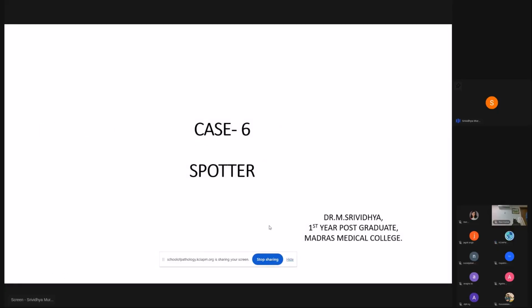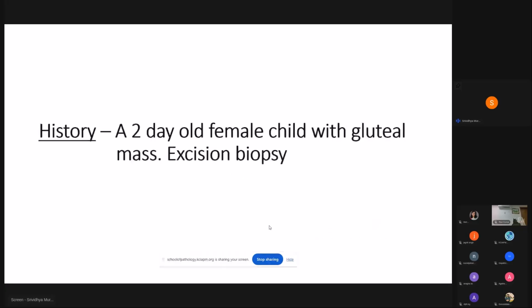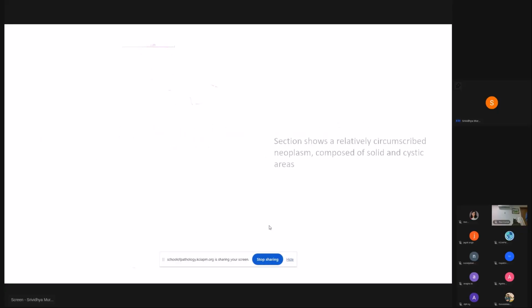I'm Dr. Srividya, first year pathology resident from Madras Medical College. I'm going to present case number 6 with the history of a 2-day-old female child with a gluteal mass, for which excision biopsy is done. And this is the overall view of the section.